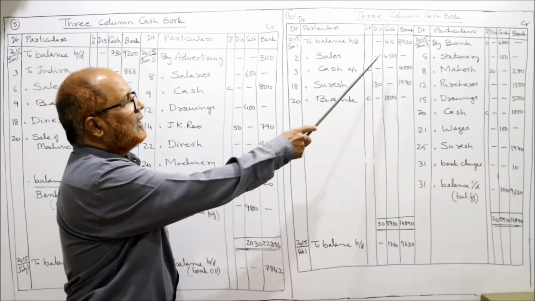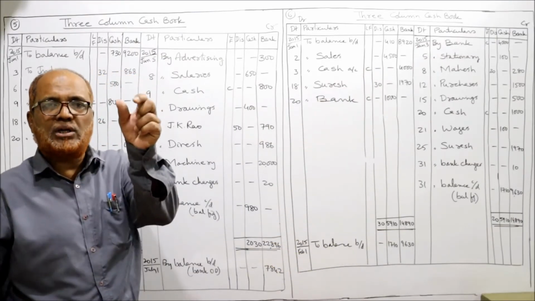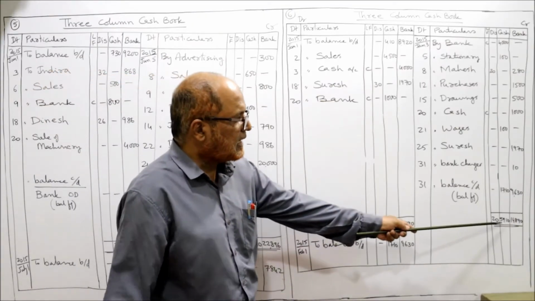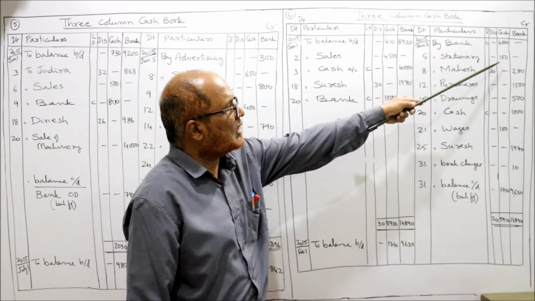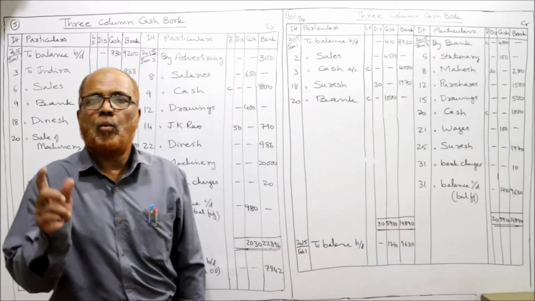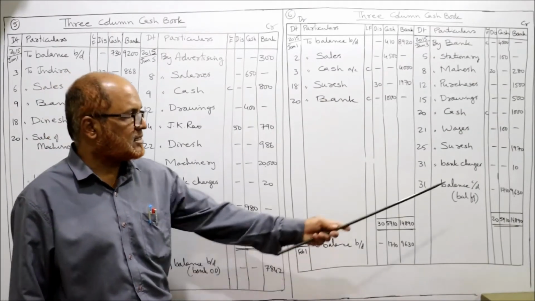Now cash account. The total of cash on the debit side is 5,910. From 5,910 I subtracted 4,100 and 100. The balancing figure is 1,710. 1,710 is the closing cash balance.